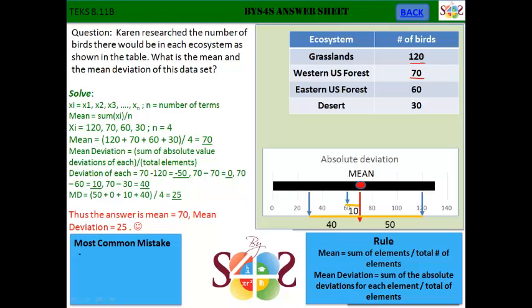So first we're going to look at the table given, which has grasslands, which have 120 birds, western U.S. forest, which has 70 birds, eastern U.S. forest, which has 60 birds, and the desert, which has 30 birds.